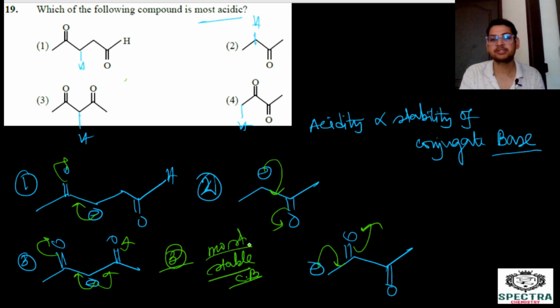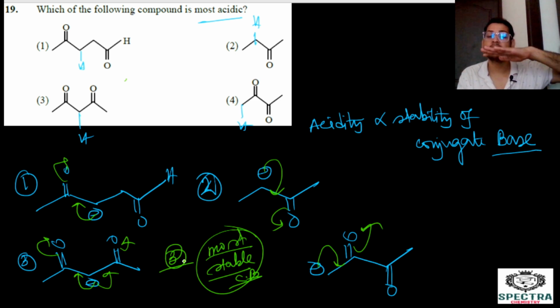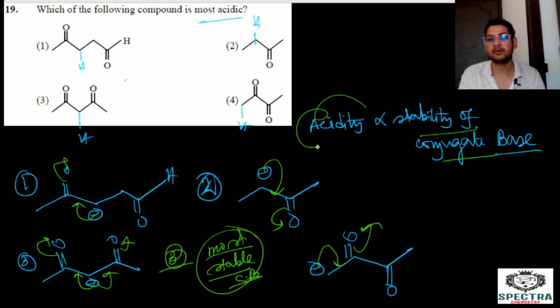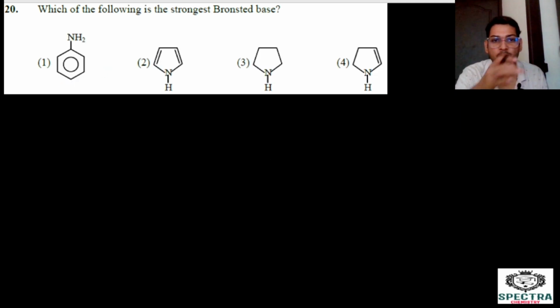As 3 is giving the most stable carbanion conjugate base, why? Because the carbanion can involve itself in resonance with both the carbonyl groups. So as it is giving the most stable carbanion, its acidity is more. 3 will be my answer. It's so easy, right?